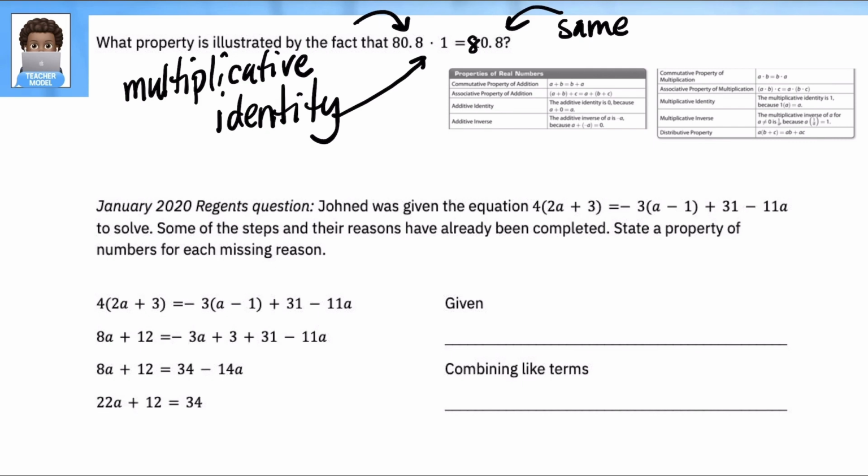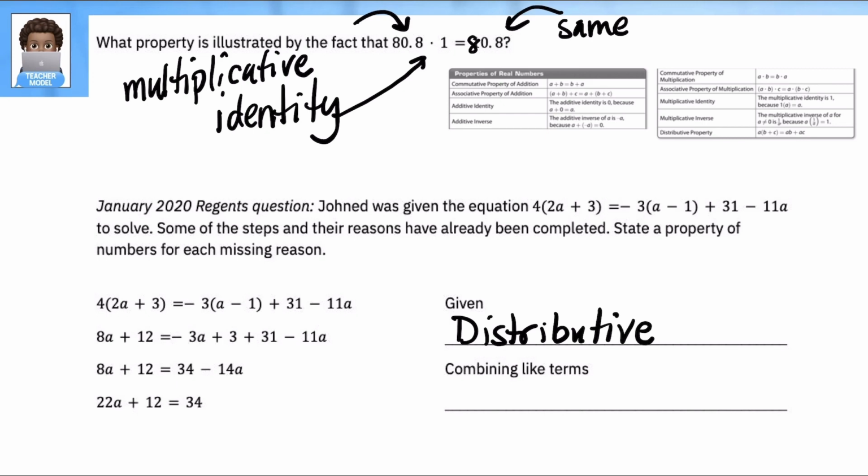And in the last one, take a moment just to read the problem. We're going to figure out the reasons, what property is used to solve. So looking at this one, I'm not worried about given. How do we go from this to this? What has to happen here? We're distributing. So all I would write is distributive.